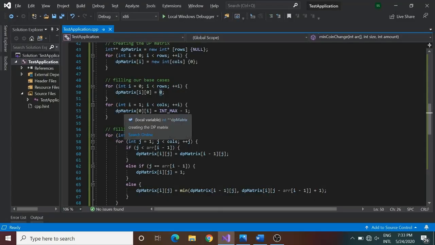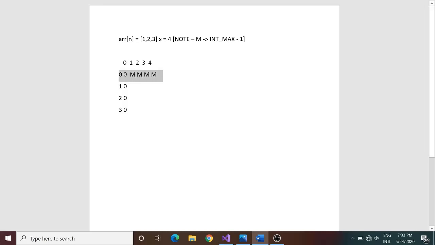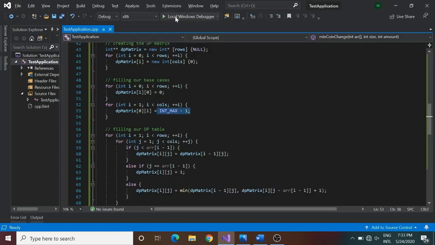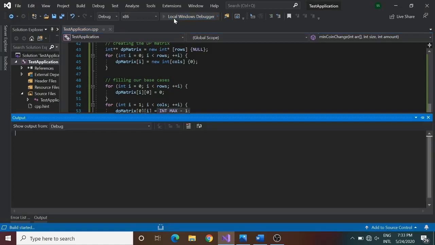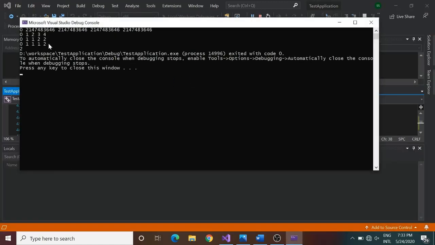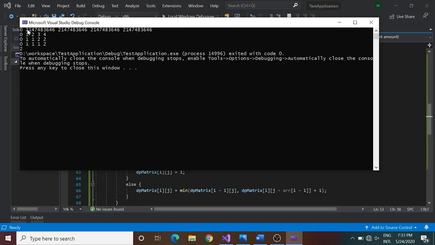In the other base case, what am I doing? I am putting my 0th row, first column, 0th row, second column, and so on with int max -1. That's what we have discussed right now. Why are we populating it with int max? So now coming on to the other cases, because we have filled our base cases, if we want to see what we have in our base cases, we can have a look over here. Yes, this is our DP matrix. So we have filled our first row and first column.